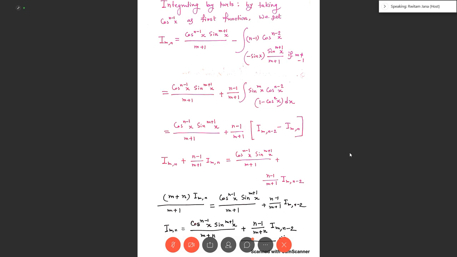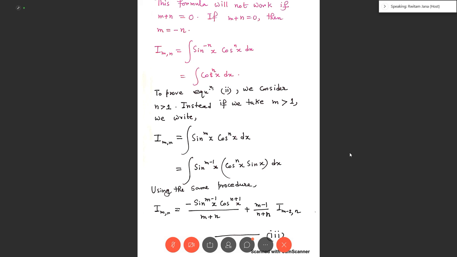Now the case is, obviously, this formula is not valid for m plus n equal to 0. So if m plus n happens to be 0, then what will happen? Then m plus n equals 0, that means m equals minus n.